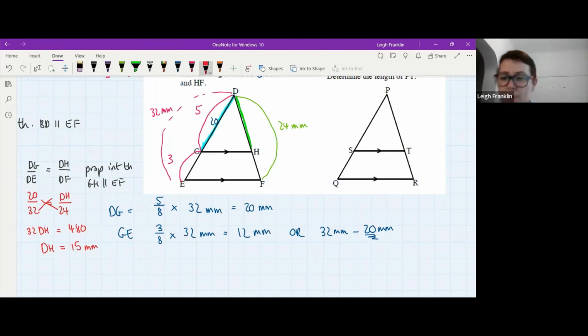Okay, and then just very quickly, because you guys have to go and do the quiz now, let's just work out the length of HF. Does anybody else want to try that one, how we would work out HF? Ma'am, can you say 24 minus 15? Absolutely. Easy as that. So HF is going to be 24 minus 15, which means it's going to be 9. Well done, Noxie. Perfect.